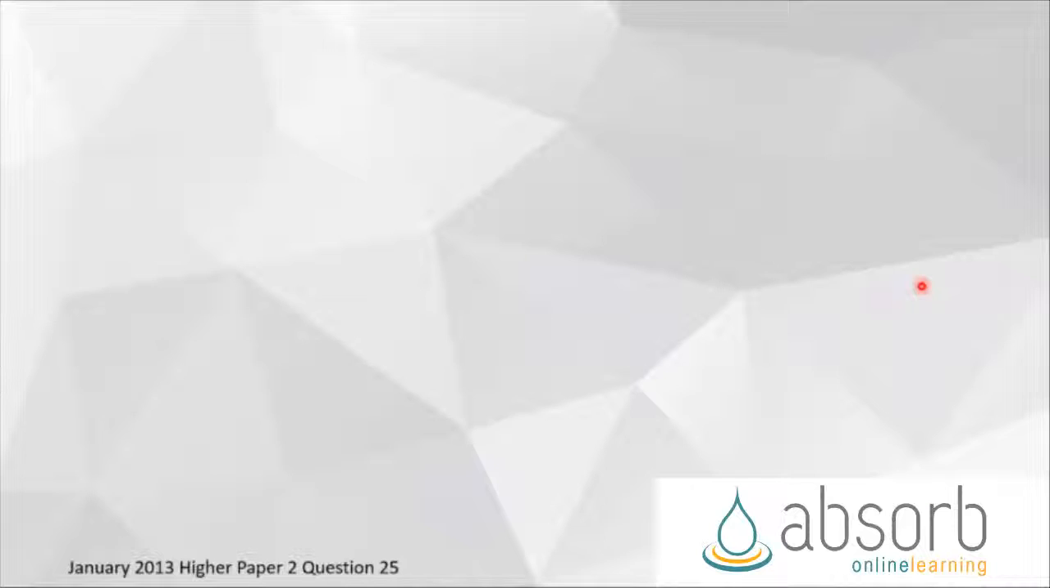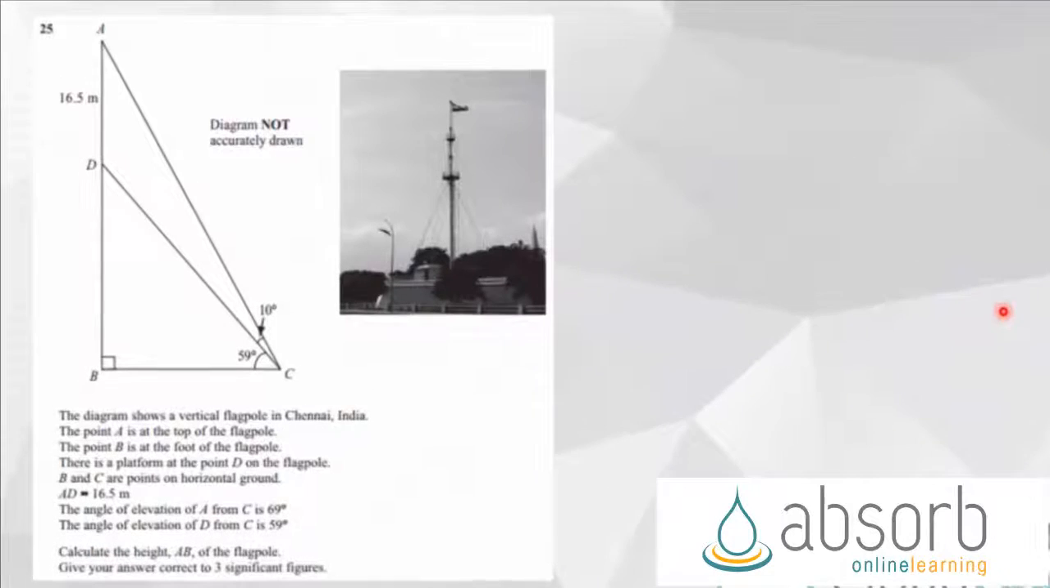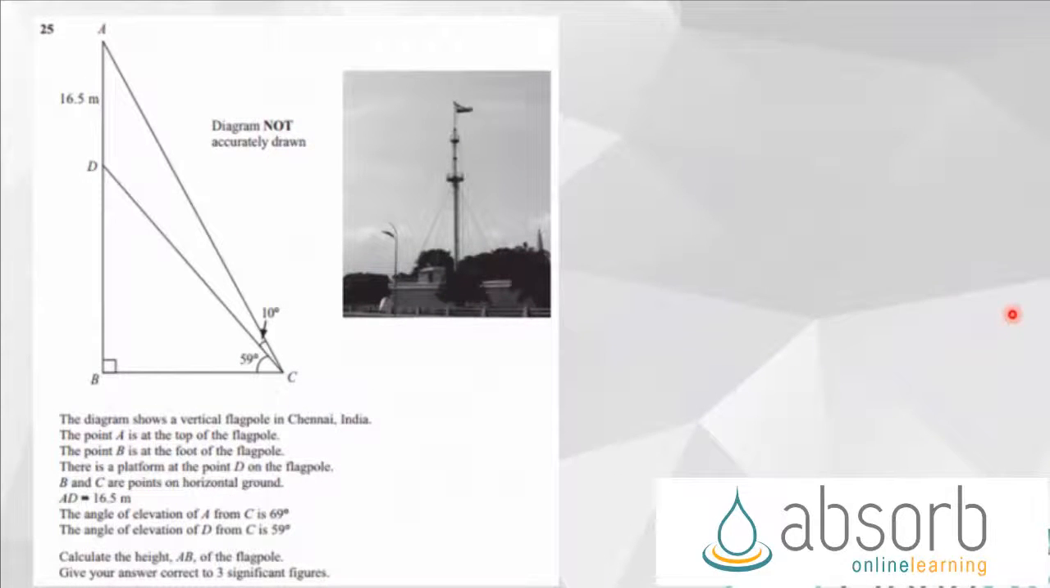Hi, in this video we're going to take a look at the January 2013 Higher Paper 2 question 25, and as you can see it's got a fairly complicated diagram in it and a picture. The picture is not really important to actually answering the question. You won't get any information out of it. It's just a random illustration that they've put in to make the paper look more interesting.